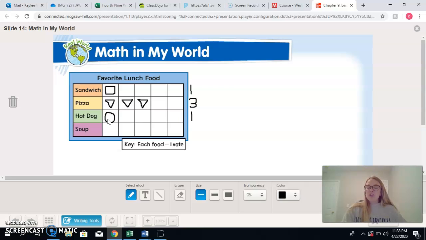So think of some questions that we could use with this picture graph. Some questions you might think of would be, well, what was the most favorite lunch food out of all 4 of these? What was the least favorite lunch food? And if you look at the pictures on that graph, you should be able to answer those questions.